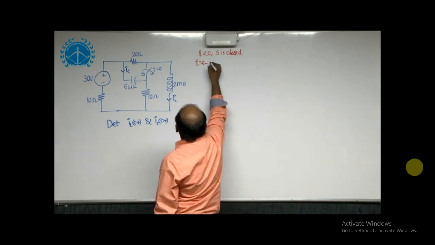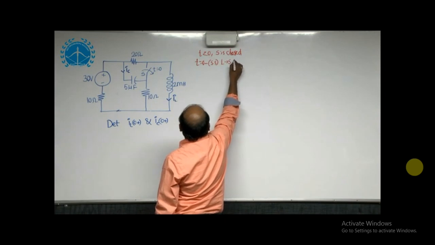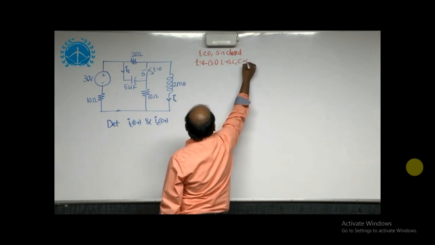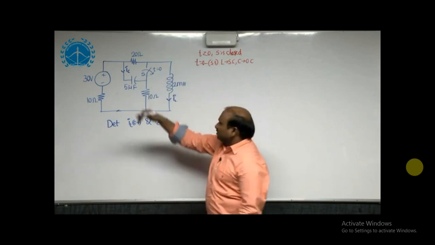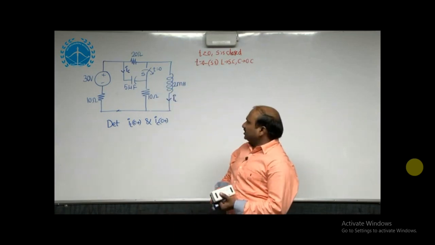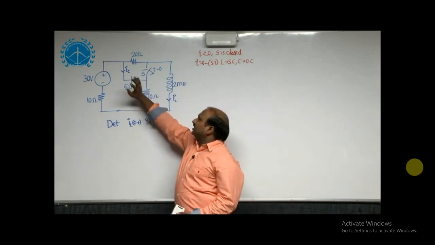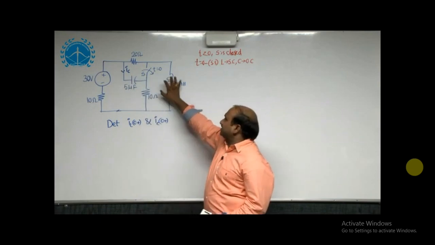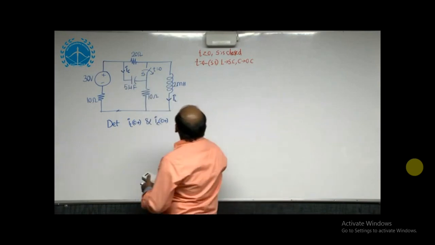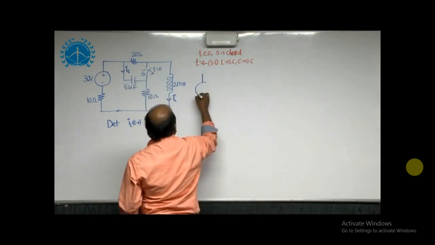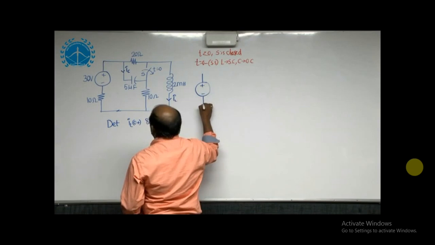Inductor and capacitors are affecting the circuit at t equal to 0 minus. Inductor acts as a short circuit and capacitor acts as an open circuit. Why? Because before t equal to 0, the switch position is closed, so that is a DC circuit. For DC, capacitor acts as an open circuit, inductor acts as a short circuit. Now take the circuit at t equal to 0 minus.